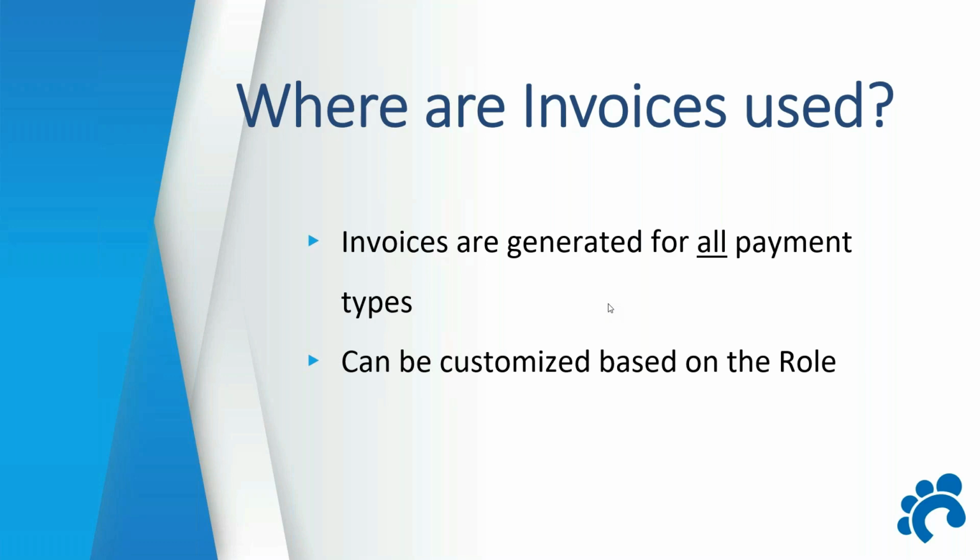Now, I know in the past, and for some of our older clients, you may remember this, the invoices were only generated if the registrant selected the actual pay by invoice option in registration. Well, with our most recent 8.1 update to Conference Tracker, it has now been made so that invoices are generated for all payment methods. Regardless of which method they pick, they'll be provided with an invoice as a form of a receipt for their registration. Now, of course, these invoices can be customized based on the role, whether they're registering as an exhibitor or an attendee, and you can design those differently as well in the system.